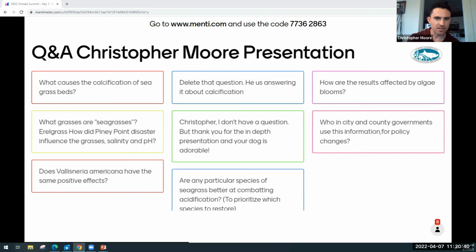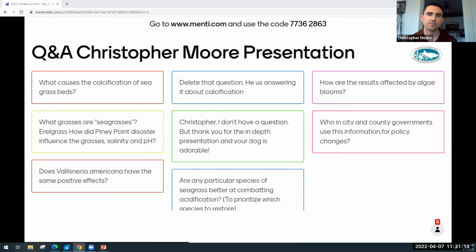Are any particular species of seagrasses better at combating acidification, to prioritize which species to restore? It is my understanding that restoring seagrasses in an estuary is fairly difficult as is, so whatever really takes is a good thing. I know in Tampa Bay, at least, there are 3 major kinds of seagrasses, and I imagine restoration efforts try to replant what was already there.